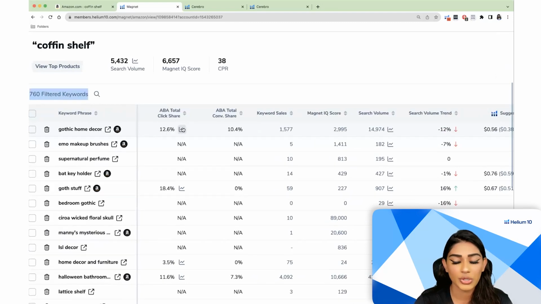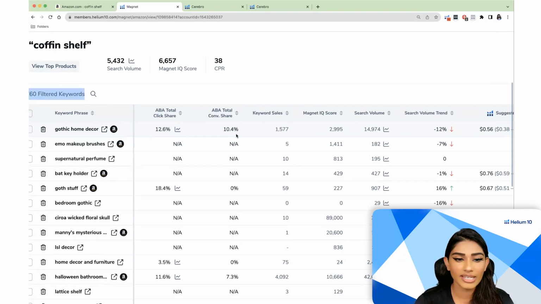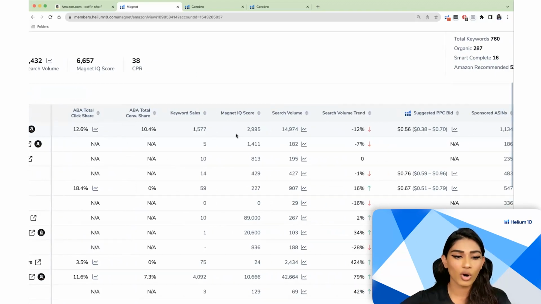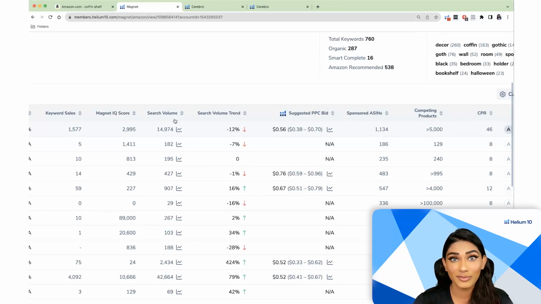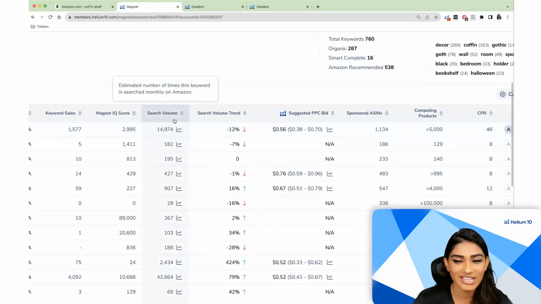It's just one additional metric you have to utilize to understand whether or not you want to use a particular keyword or key phrase. And then you have keyword sales, Magnet IQ score, which is going to be a ratio of your search volume and your competing number of products. You have your search volume trend, which is great for understanding if something is on the increase for searches or on the decline, especially let's say that this product particularly is great for Halloween, right? Yes, we sell it year round, it's evergreen, but at the same time, there are going to be specific keywords we are more interested in for Halloween.